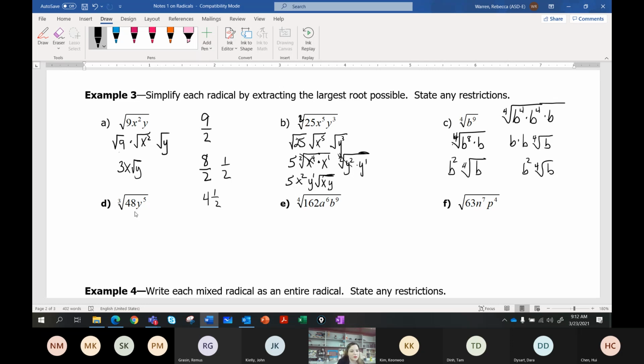All right, cube root of 48y to the 5th. So first of all, we'll start with our cube root of 48. So what is 48 divisible by that is also a perfect cube? Yep. 8 times 6. 8 and 6? Is that what you said? We'll say that's what you said.